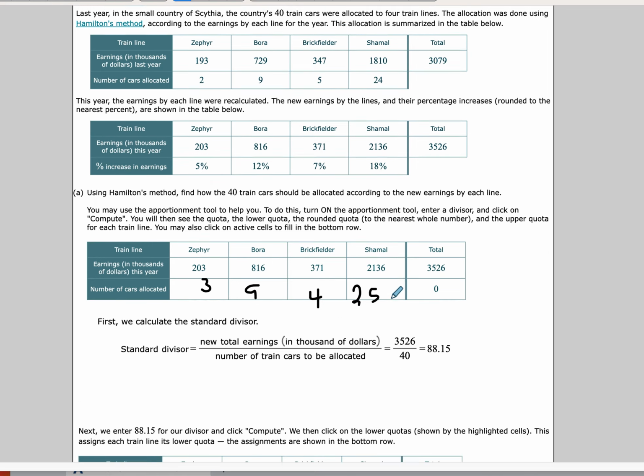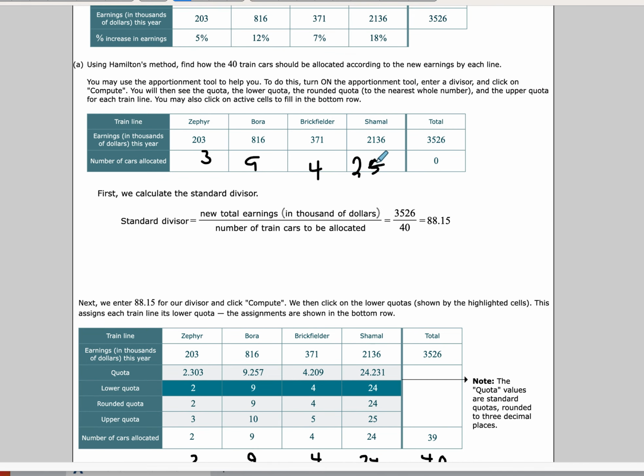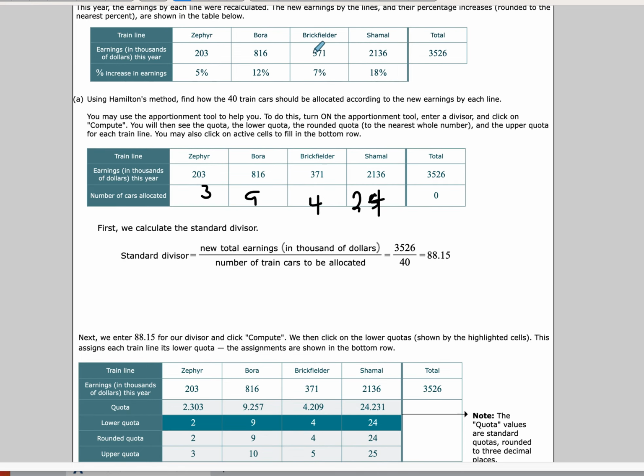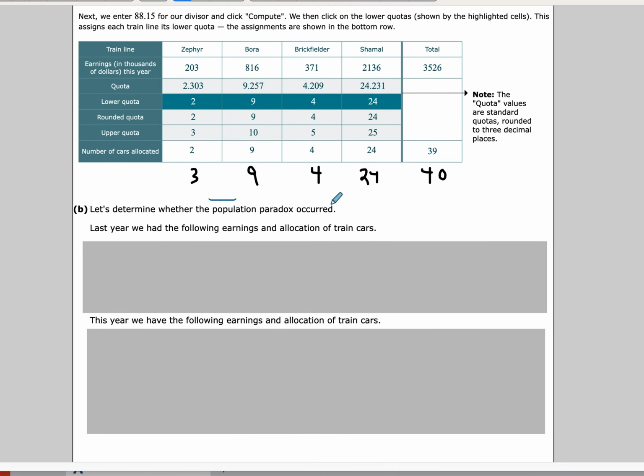And then there's, was that 25 or 24? That should still be a 24. I was about to say they both went up 1, but this one went down. And it increased. In fact, it increased at a percentage that was higher than Zephyr. So it should have been the one that got the extra allocation. Anywho, last year we had the following earnings, which is what I just said.